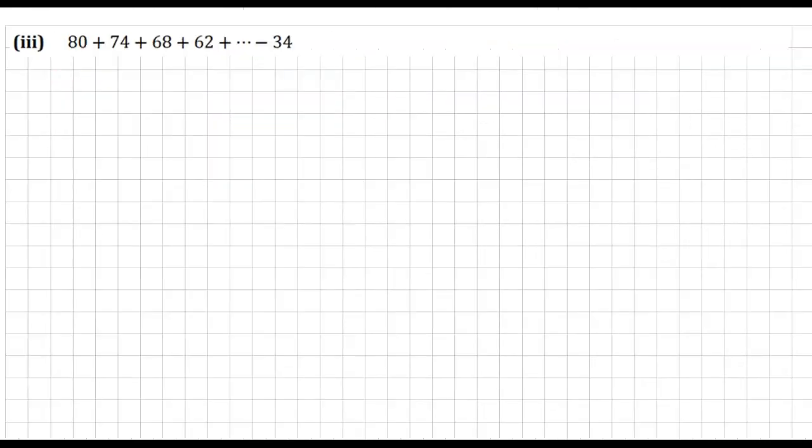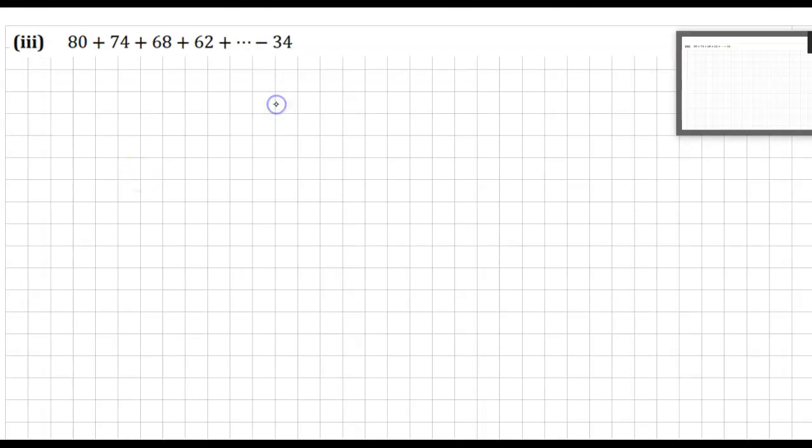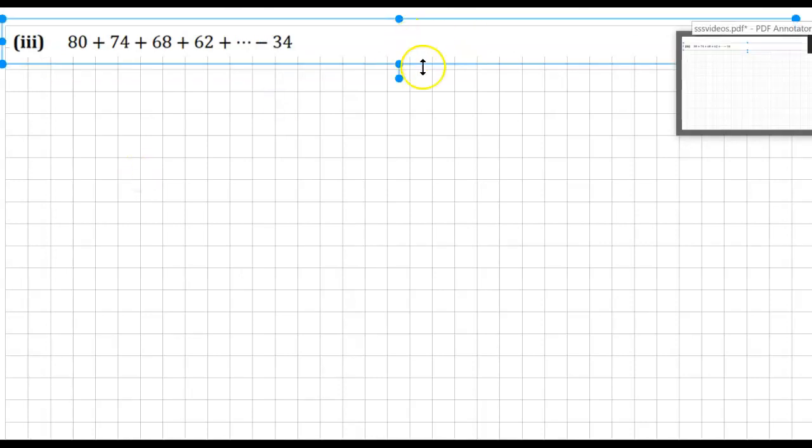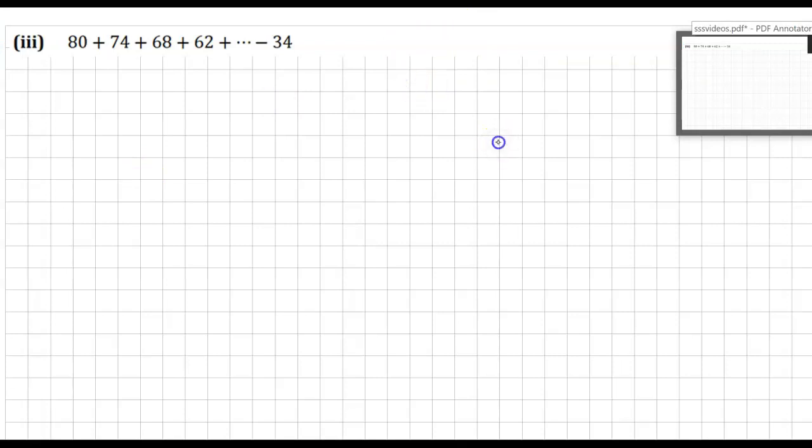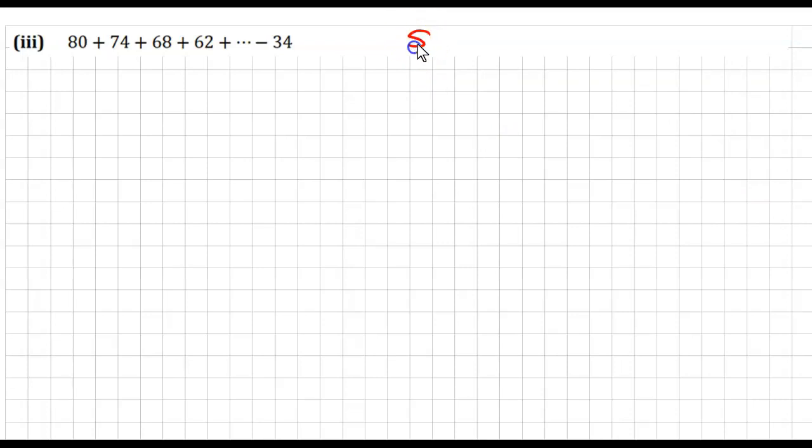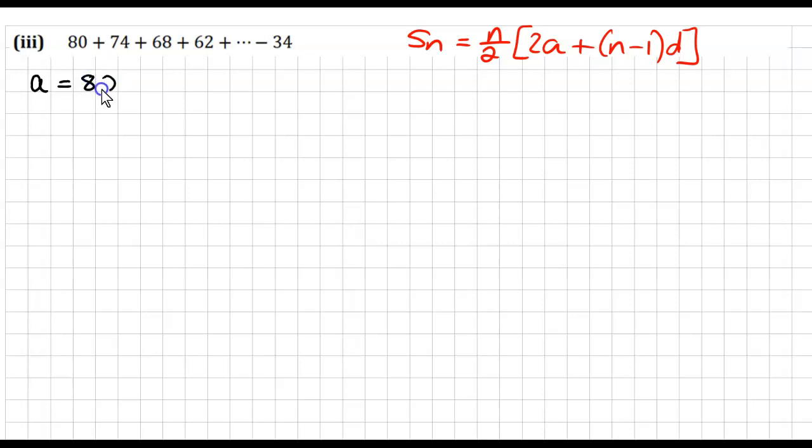Okay, now the final one here, again trying to get what I need for my formula, my Sn formula: Sn equal to n over 2, 2a plus (n minus 1) times d. Now again, this time it's a decreasing one, so the first thing we should be aware of is that our a is easy enough, it's 80.